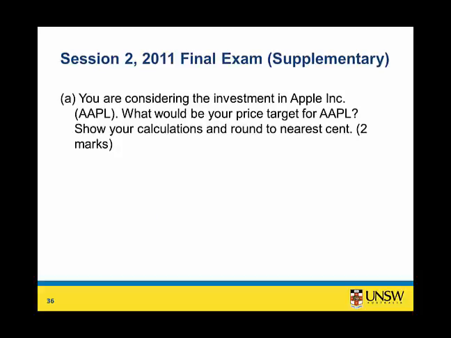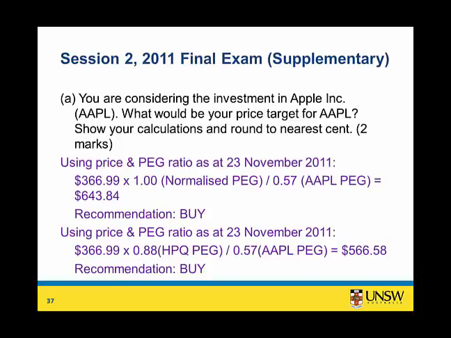So what would be the price target calculation for Apple? And we use the PEG. So we would look at a normalized PEG of 1 divided by Apple's PEG, and this would give a price target greater than the current share price. So we'd recommend a buy. If we also use Hewlett Packard's PEG in the calculation at the bottom, we'd also recommend a buy.